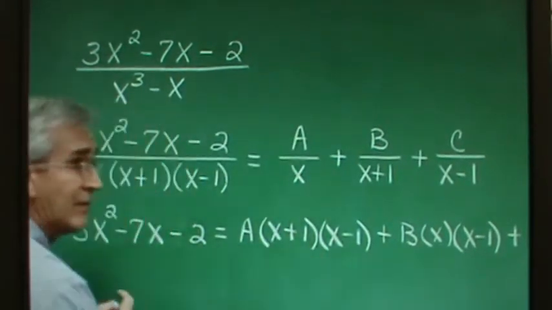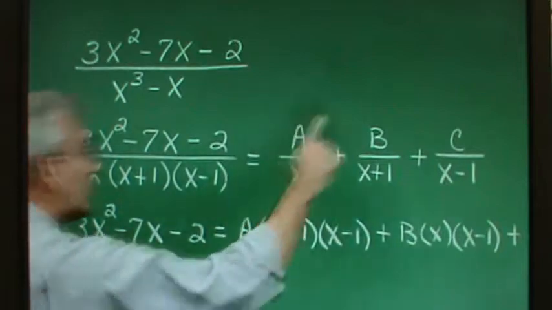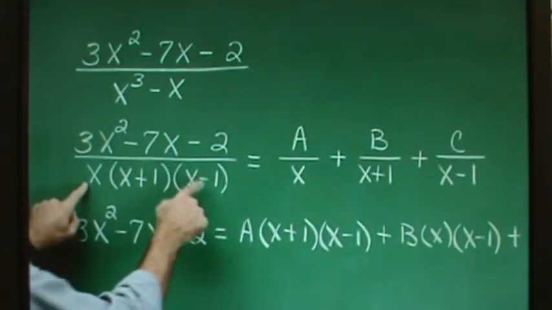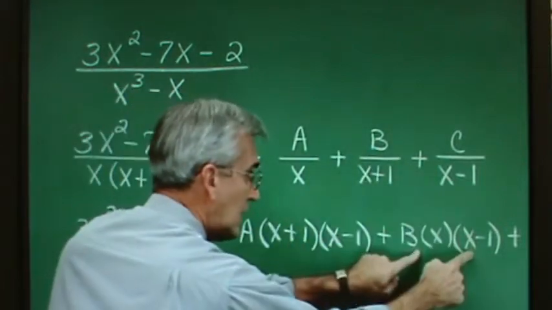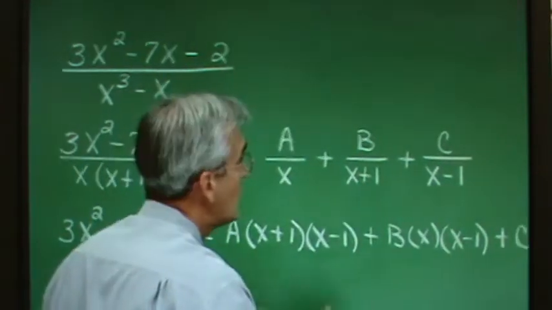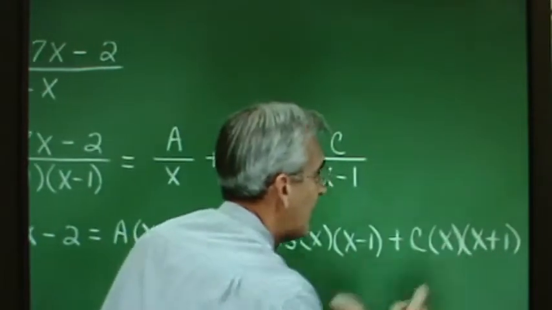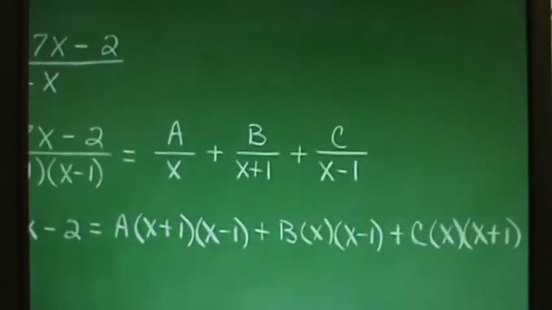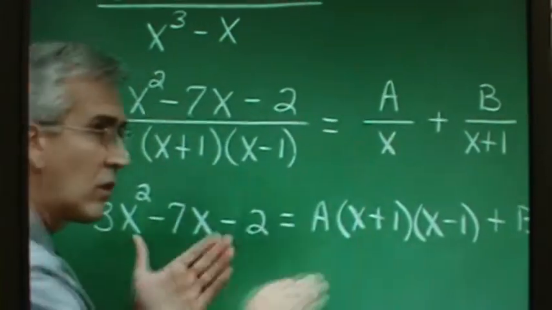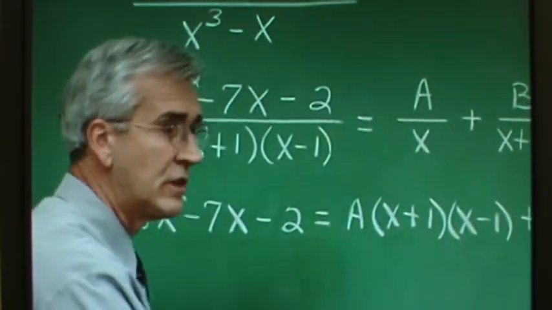So that's what we have here. Then these three factors times this fraction, the x plus 1's go out, and we have x times x minus 1 times b. And then these three factors times this fraction, the x minus 1's go out, so we have c times the other two factors. Now we want to choose, cleverly, values of x that will cause various terms to disappear.